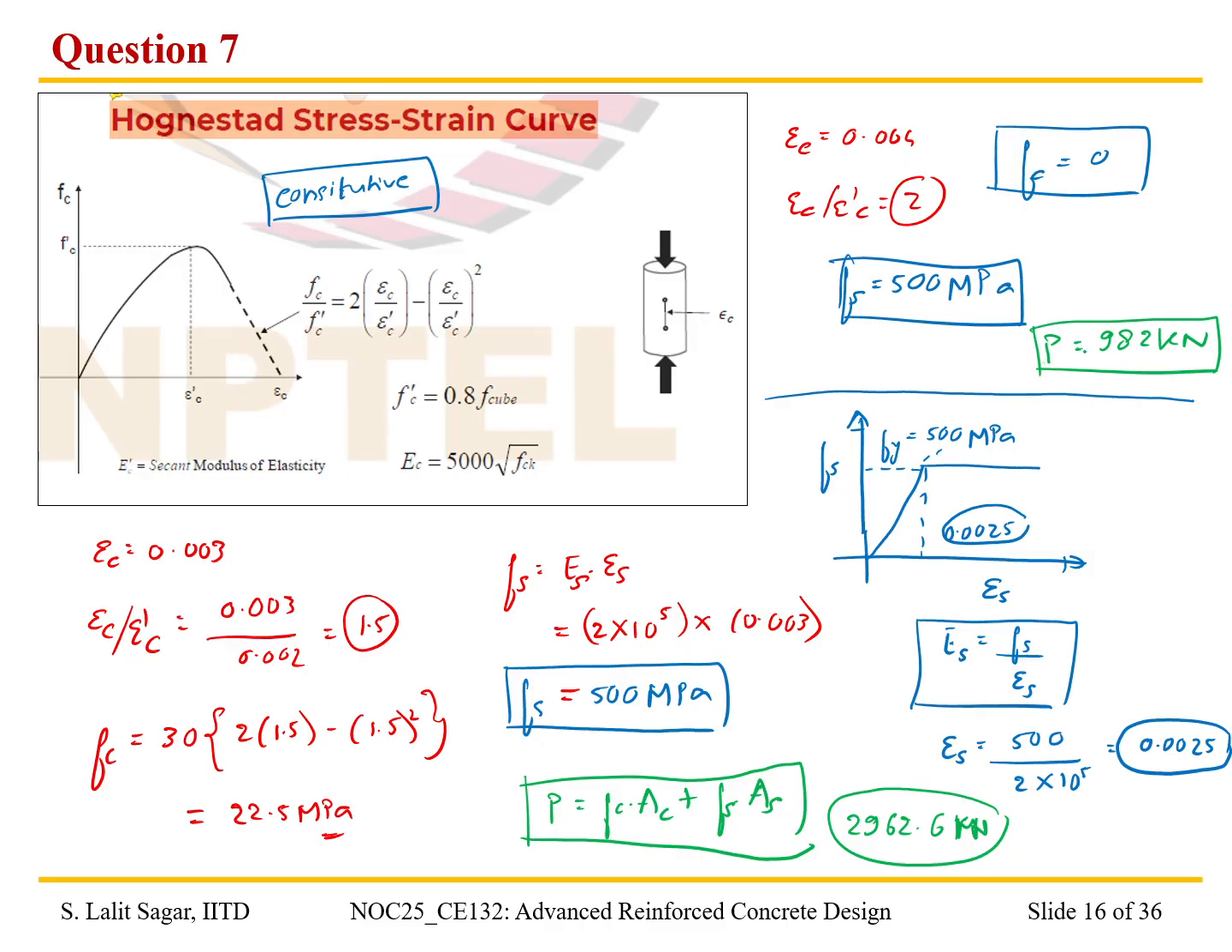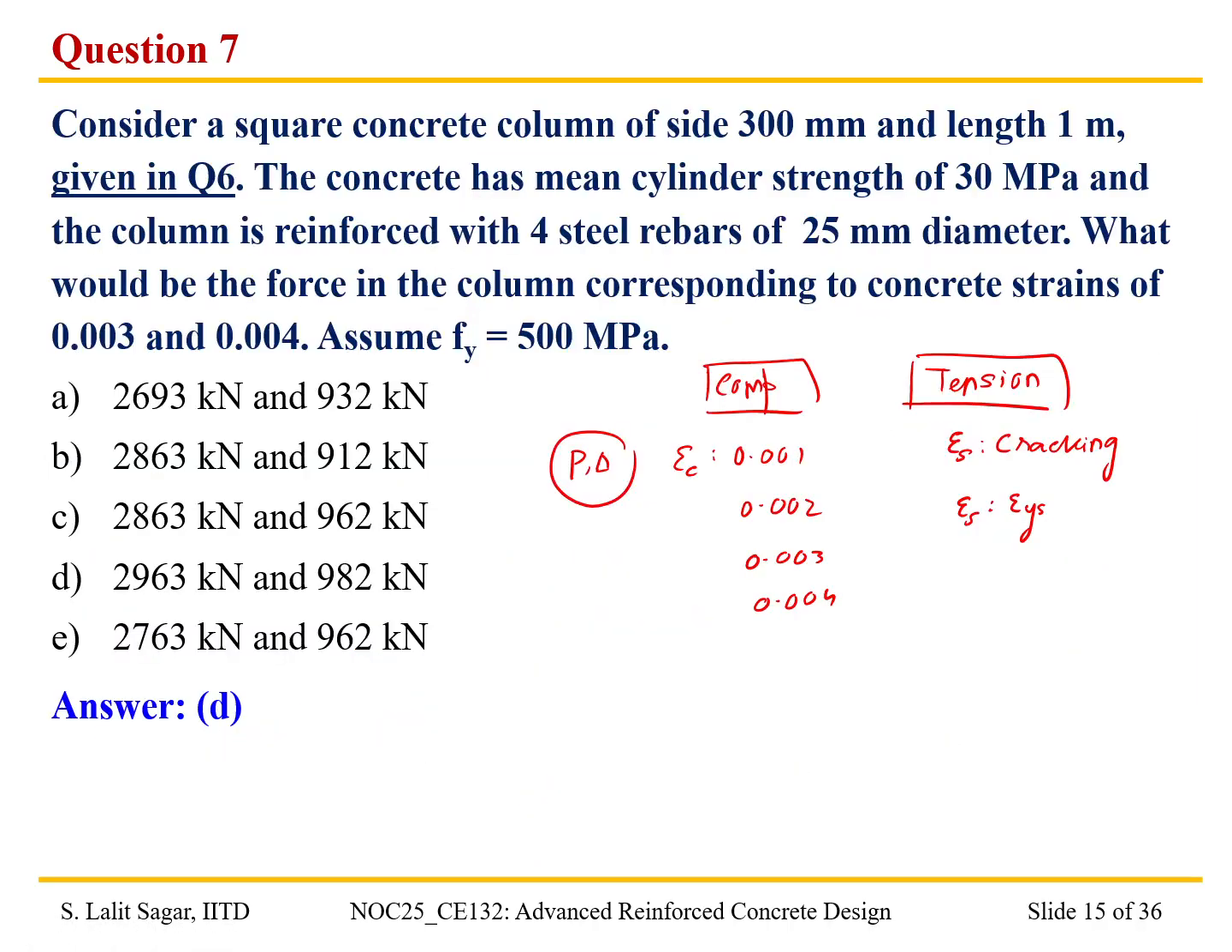Let us go back to the question, the options, and see which is the correct response. Out of these, option C is the right response: 2963 kilonewton and 982 kilonewton. So we have captured the compressive behavior. Now let us proceed to determine the behavior of the RC column under tension.